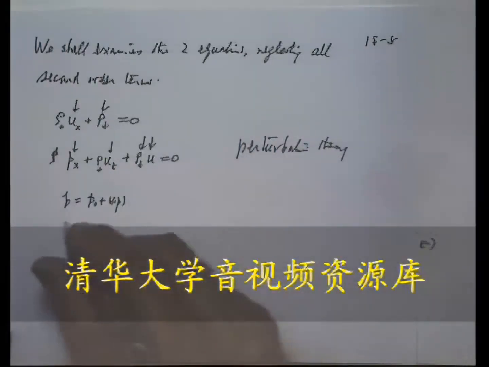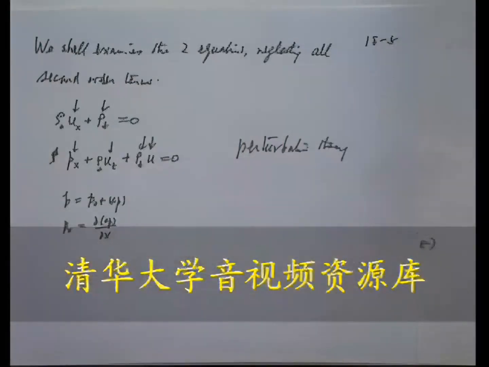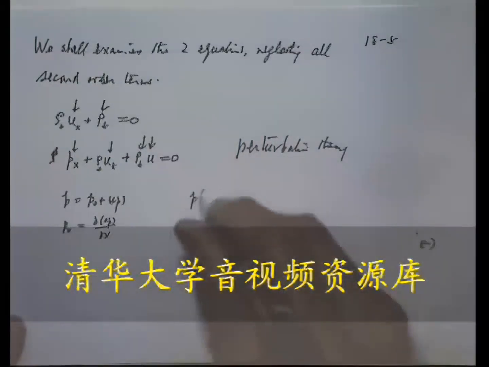And the Px therefore is dδP/dx. This is small, first order. Now P is a function of rho.